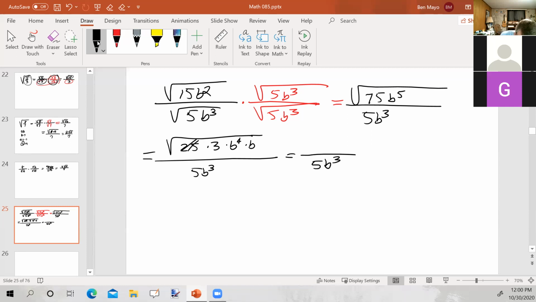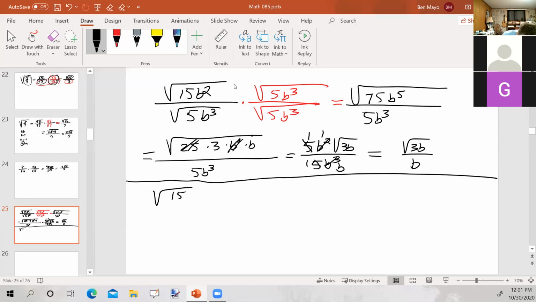What's the square root of 25? 5. What's the square root of b to the 4th? b squared. And what's left inside is 3b. But now what can I do? The 5b squared and 5b to the third power is reduced down. So the 5's reduce down, and the b squared over b cubed would be 1 over b. So I'm left with the square root of 3b all over b. Okay with that? Yep.